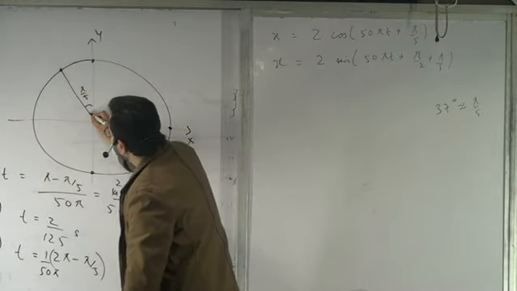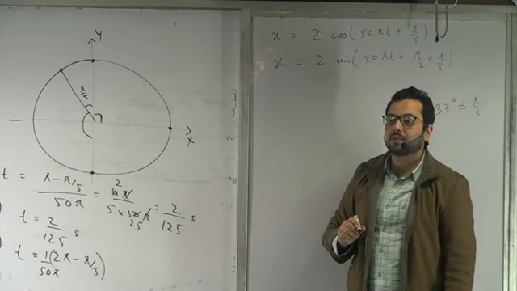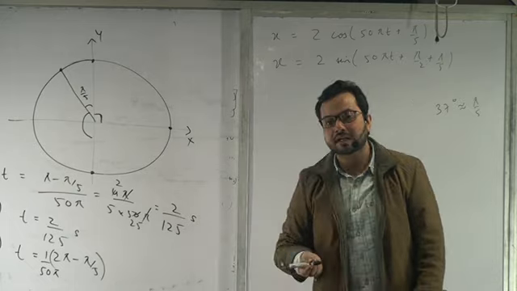So what is the phase rotated? Only this is the phase rotated. How much is that? Pi minus pi by 5. That's it. Is that clear?